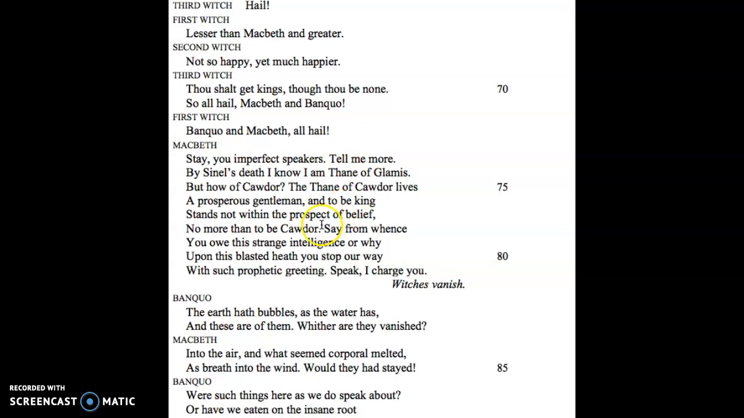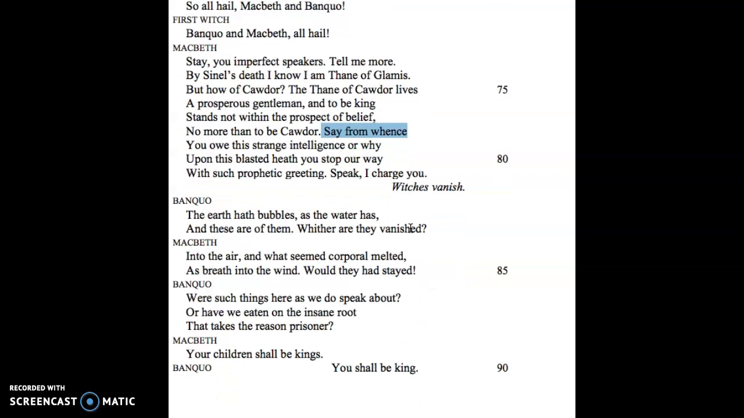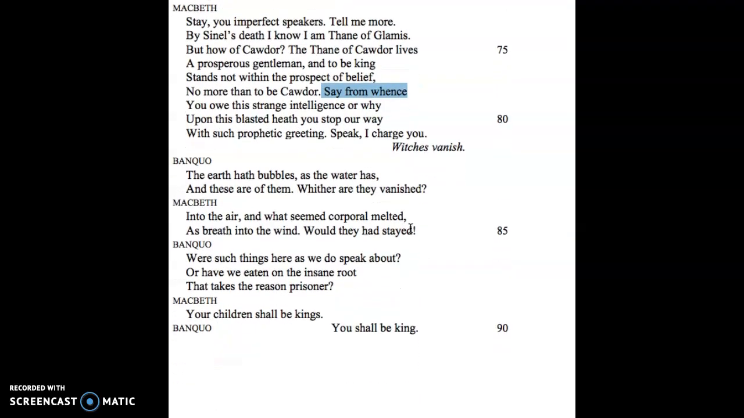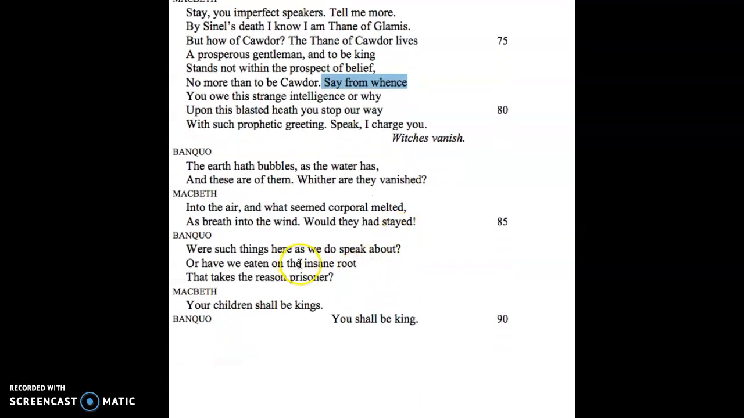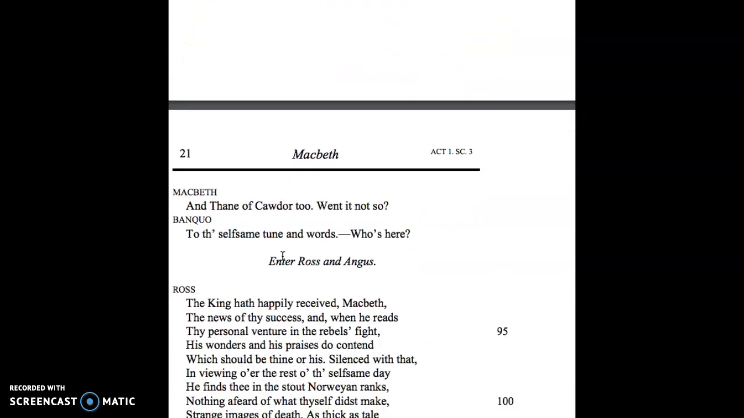Macbeth down here wants to know from where they get this strange intelligence, but they vanish. And Banquo wonders about whether they've actually seen what they thought they've seen, or whether they've eaten the insane root that has taken their reason prisoner.